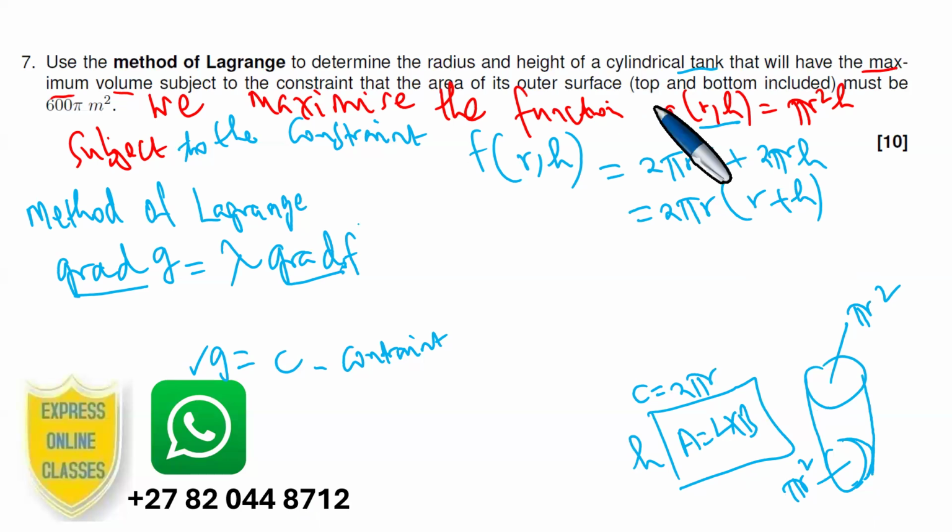We want to use the method of Lagrange to determine the radius and height of the cylindrical tank that will have maximum volume, subject to the constraint that the area of the outer surface must be this. The area of the outer surface will be the area of the top, which is pi r squared, the area of the bottom, pi r squared, which is 2 pi r squared, then the area of the side. But the area of the outer surface is 600 pi square meters.